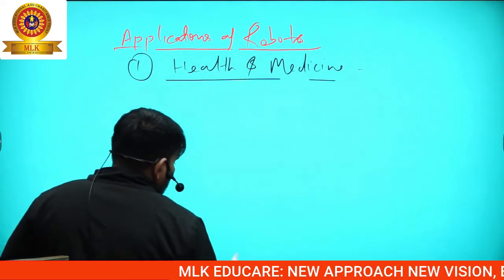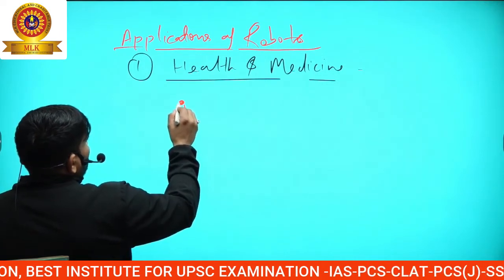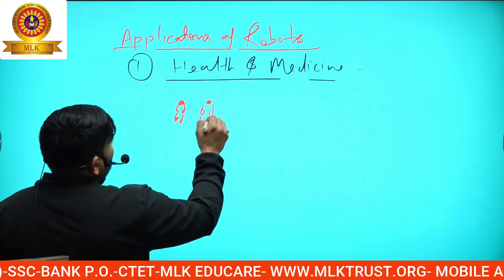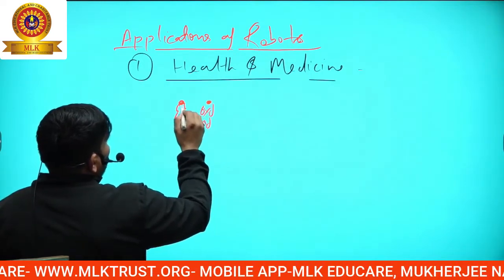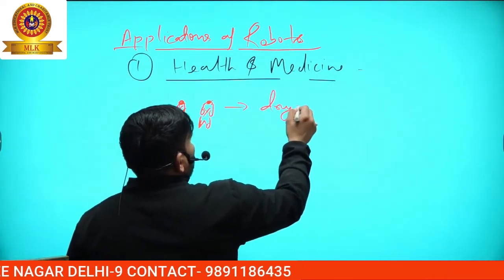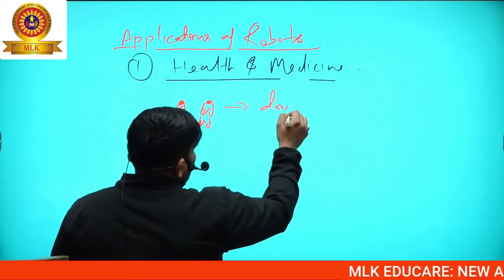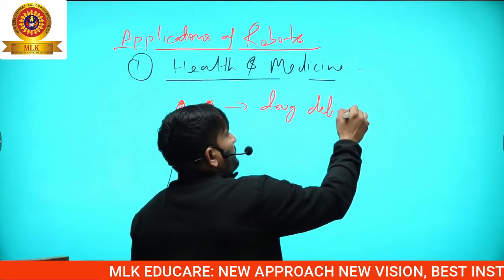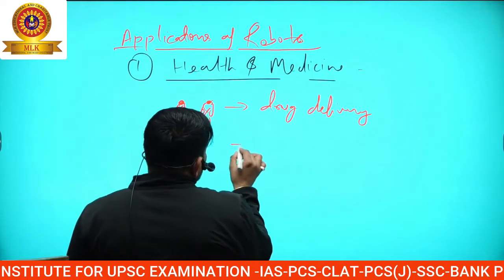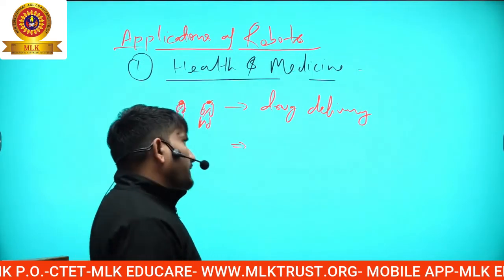Think of it like very small robots, suppose I draw them like this. These robots are responsible for drug delivery. So suppose the drug is very hard in nature, for example chemotherapy.